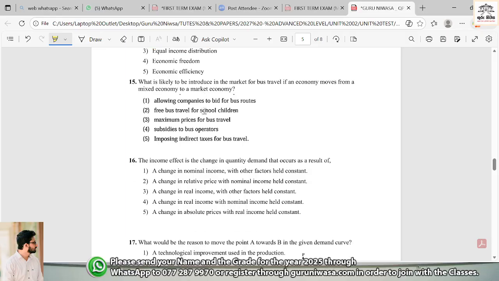The 15th answer is 1. Why? Look at the question. What is likely to be introduced in the market for bus travel if an economy moves from mixed to market? The economy goes from a mixed economy to a market economy, children. Clear?